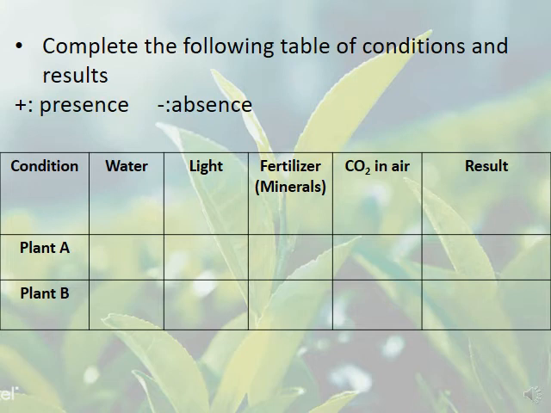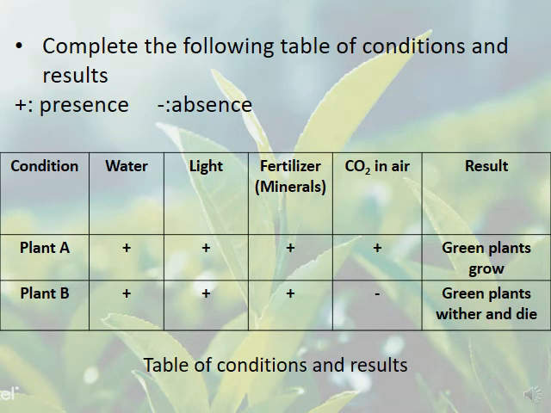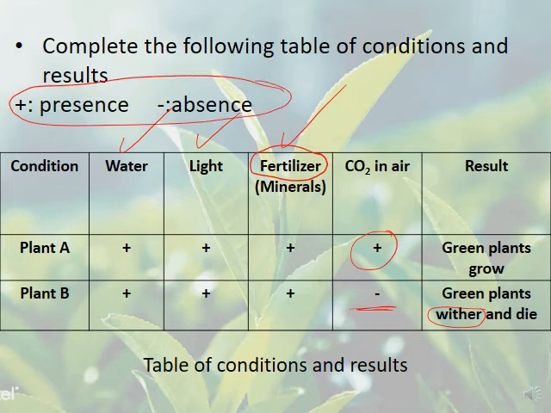So complete the following table of conditions. Whenever we mention fertilizer, fertilizer means a supplement of minerals. So it supplies the plant with the minerals. Both of them have water, both of them have light, both of them have fertilizers, and CO2 in air is present in plant A, it's absent in plant B. So the result: plant A grows normally, while plant B withers and becomes yellow in color and will die. Don't forget the legend for the table and also the title for the table.